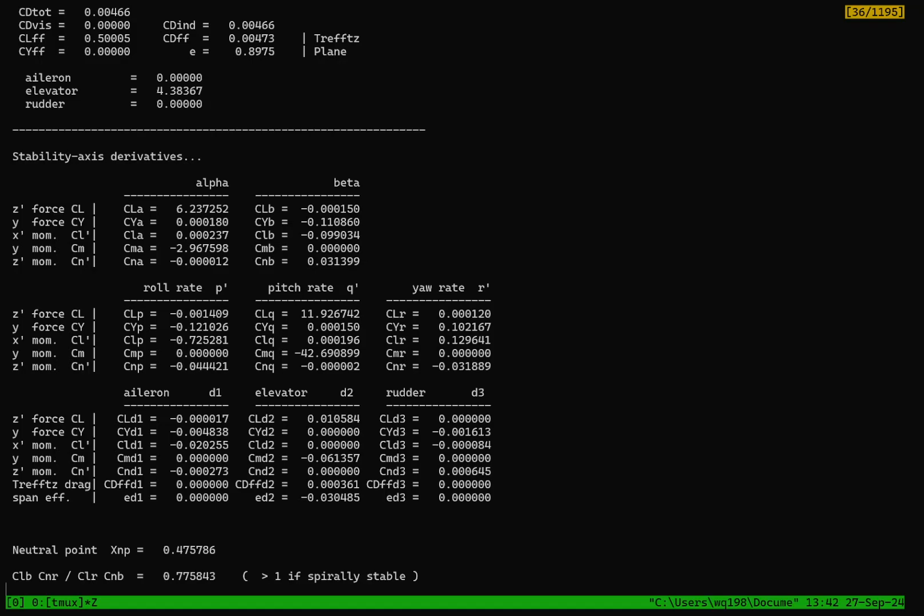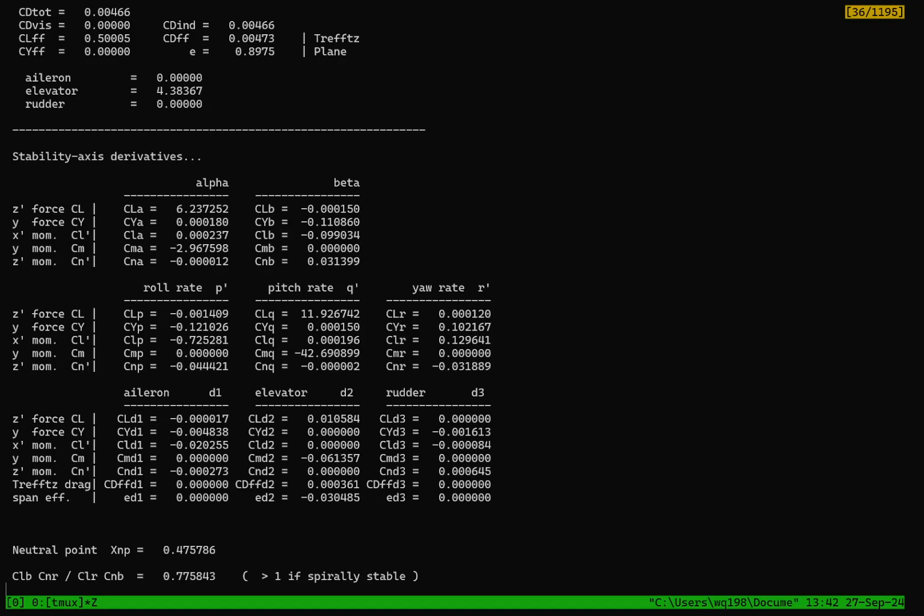So let me say my lift is around zero, okay, so this is my origin. This is my lift, CL is equal to 0.5. And let's just imagine my CM is equal to zero, so the moment around the y-axis is equal to zero. So this is the x-axis, this is the y-axis, and this is the z-axis.